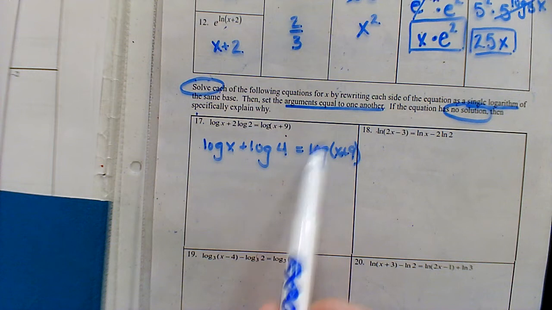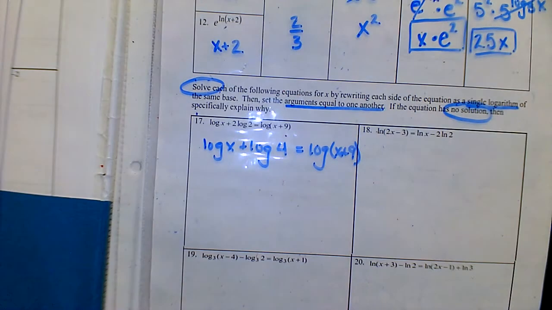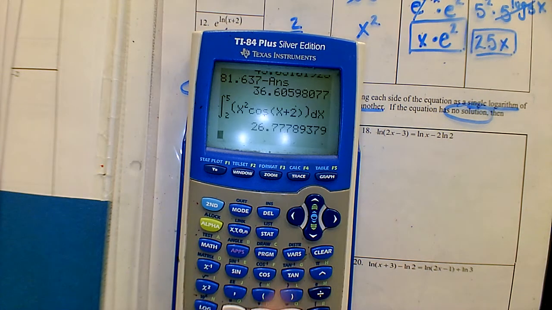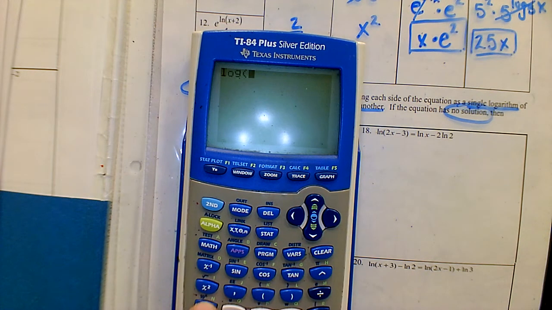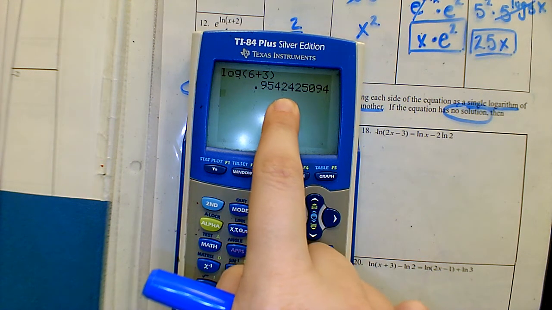You mean like turn this into log of x plus log of 9? Okay, that's a good question. Let's actually explore that for a second. So just as an example on your calculator, what if we tried log of 6 plus log of 3? We get that answer, right?